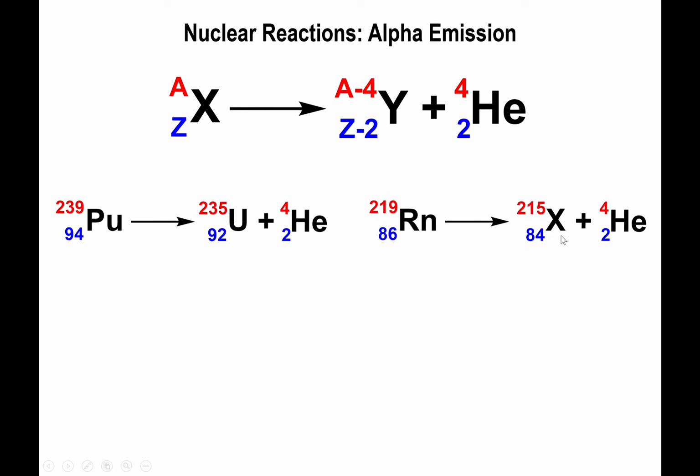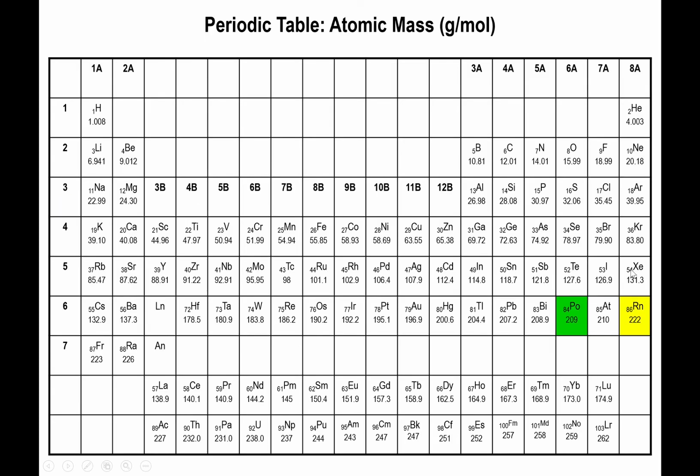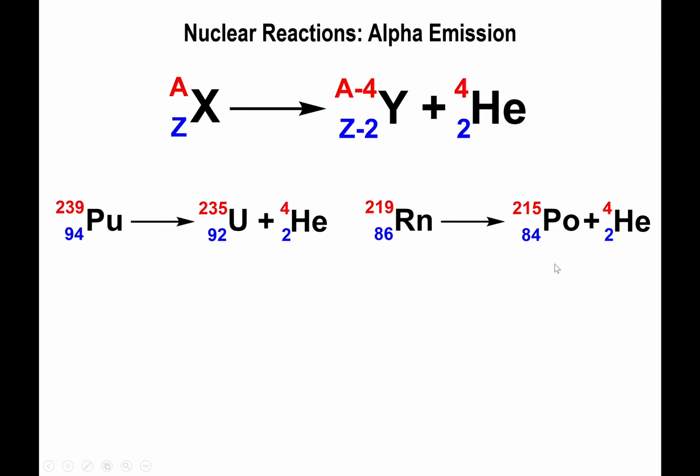Alright, and at this point, all you have to do is look at the periodic table and look for element 84. Element 84 is, in fact, polonium. So you now input the actual symbol for that. So polonium-215. Alright, let's do another example. We have gold-79, which will undergo alpha emission. So we'll write the helium particle at the end.